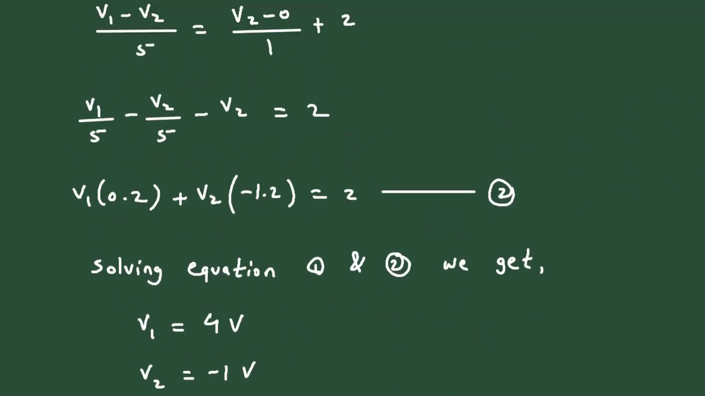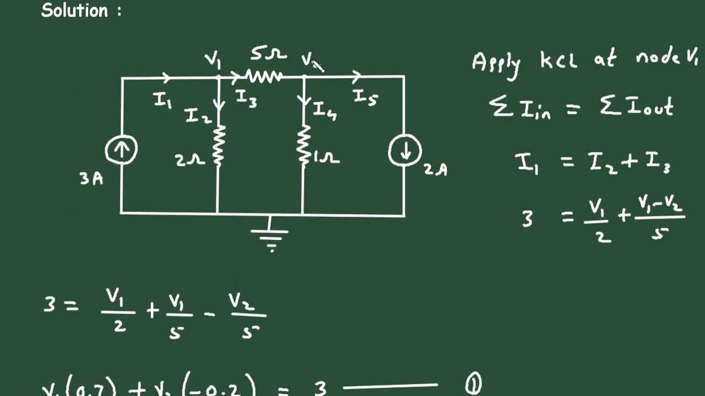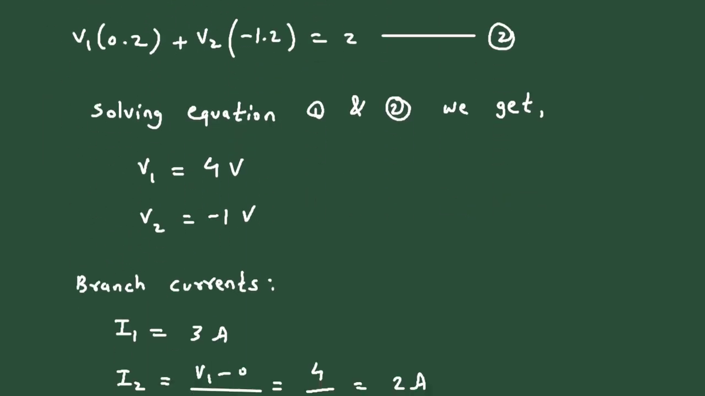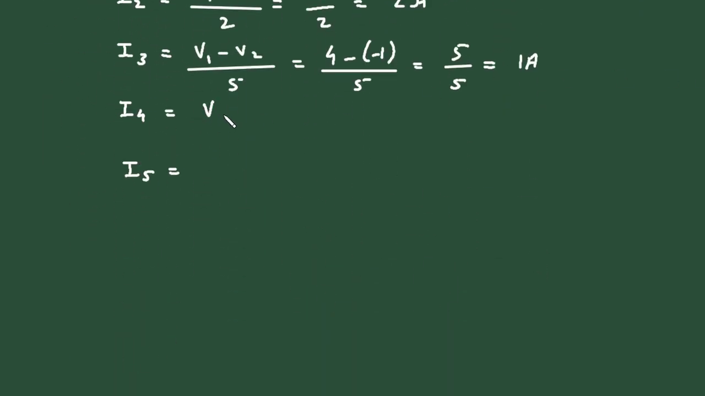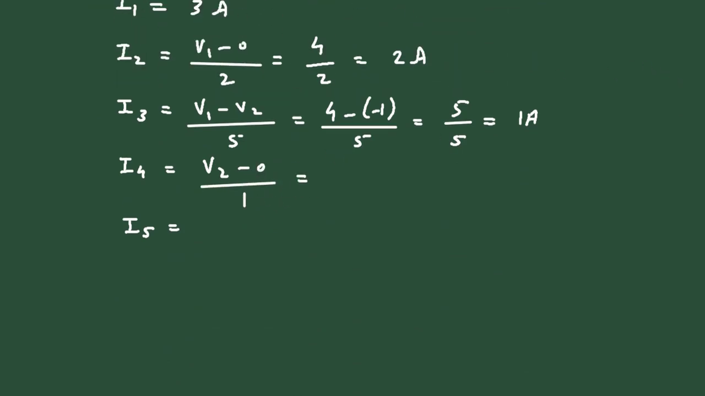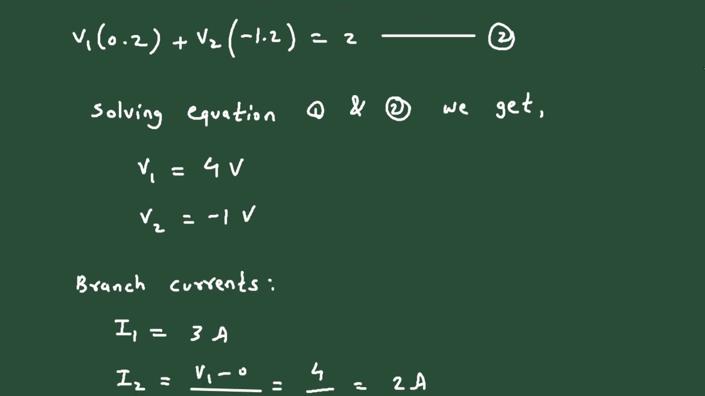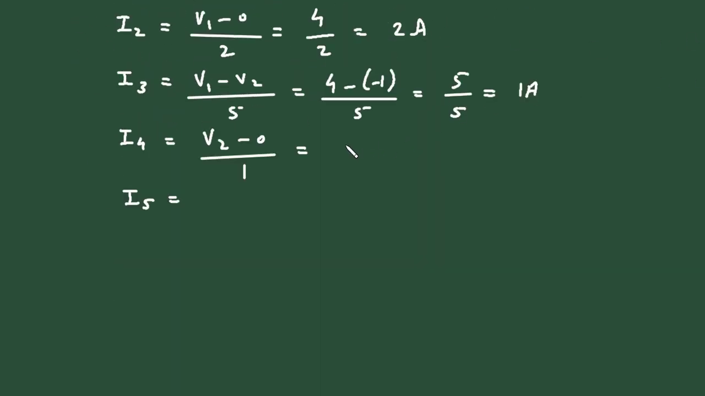Then next is I4. So I4 is V2 minus 0 divided by 1. The value of V2 is minus 1. So it will be minus 1 divided by 1. It is minus 1 ampere.